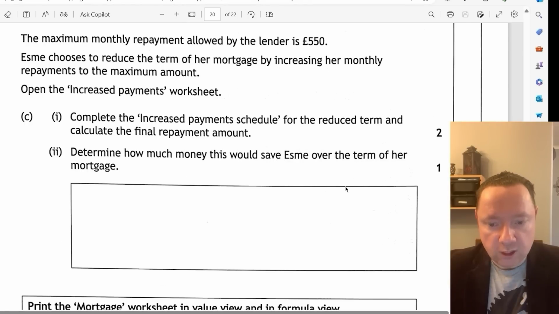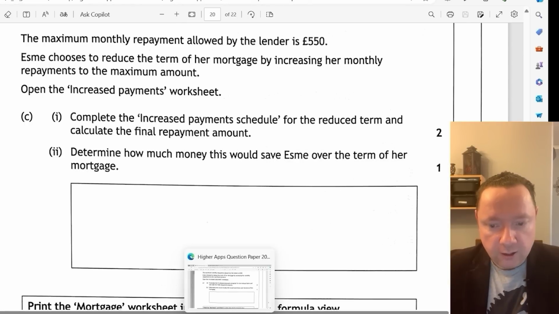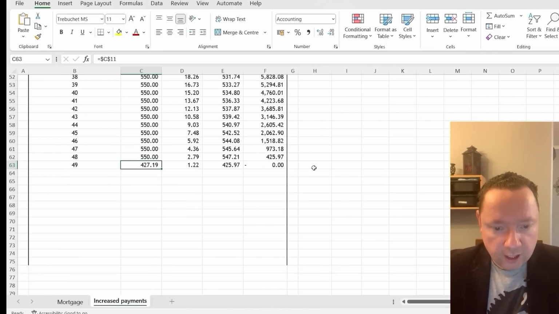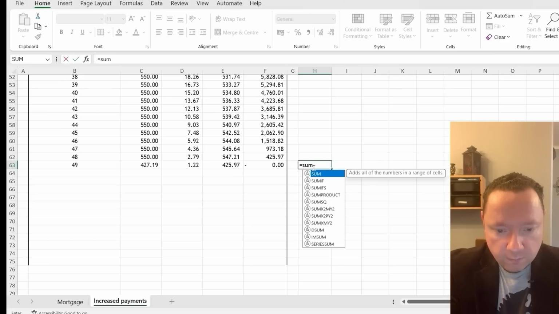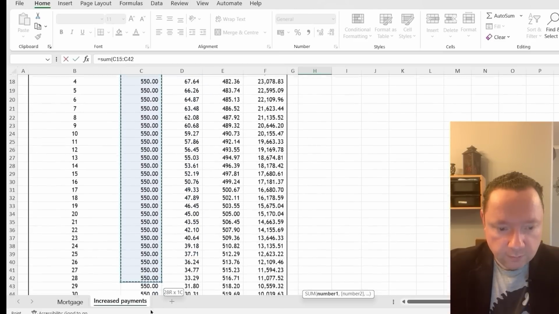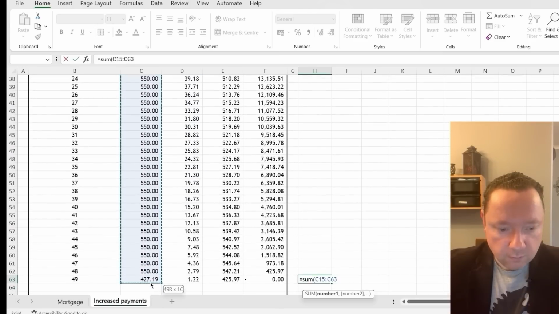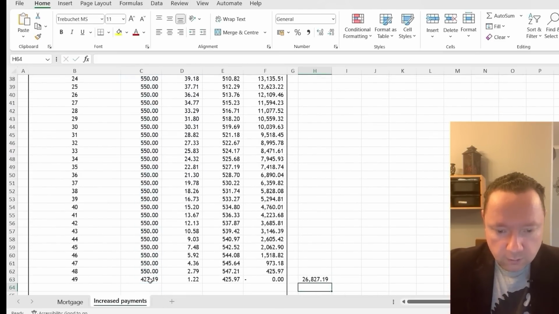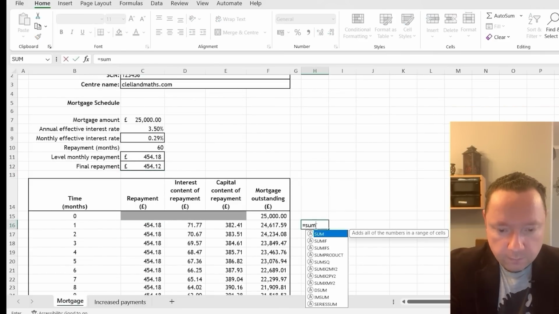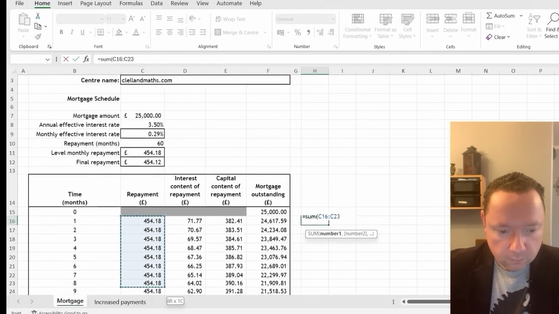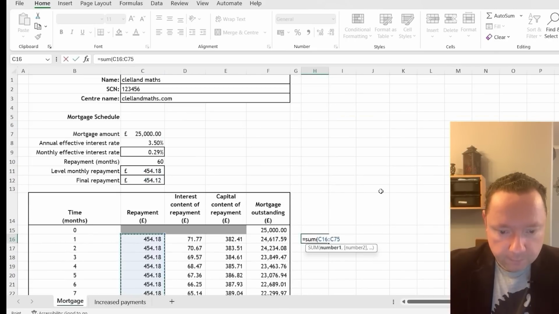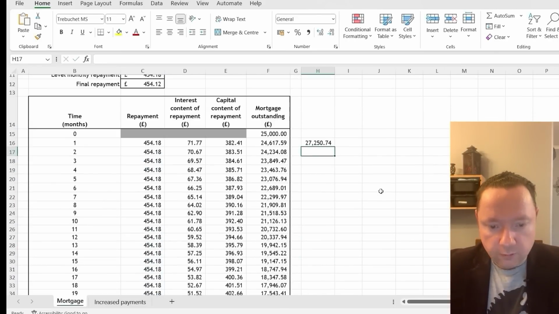Determine how much money this will save Esme over the term of her loan. All we need to do is do a sum here. So let's do that at the side, equals sum of all of these. So there's the sum for that one, and the mortgage before equals sum of all of them. So there's your two totals.